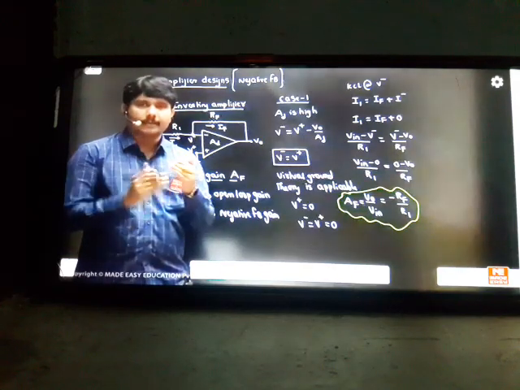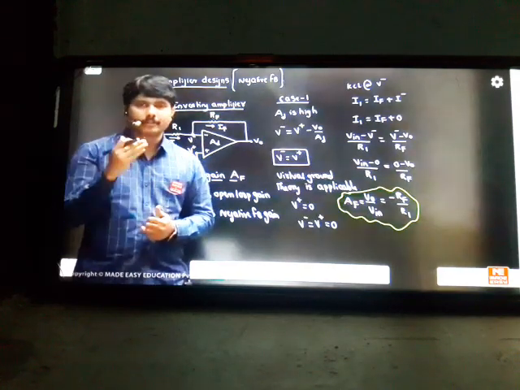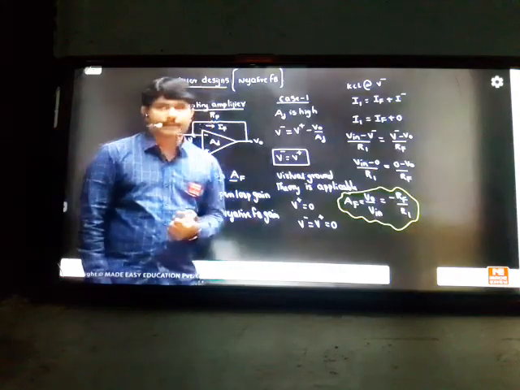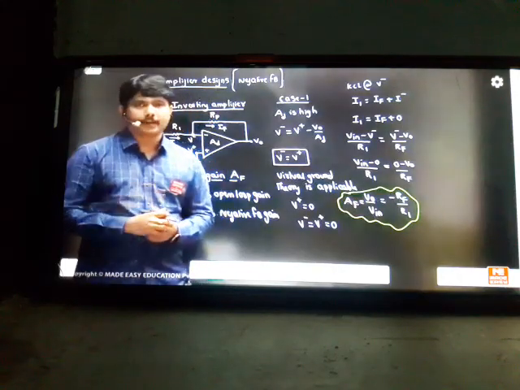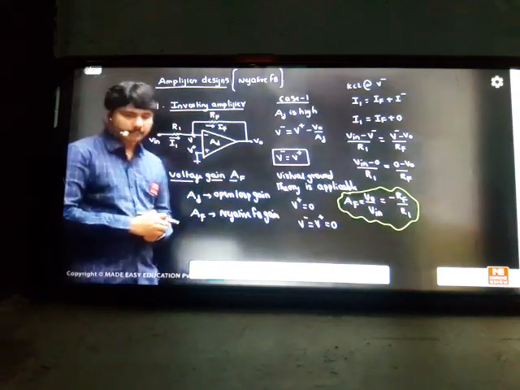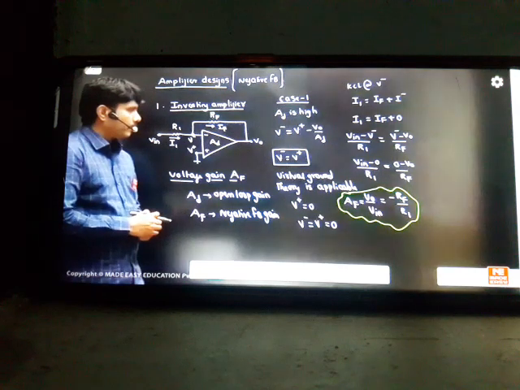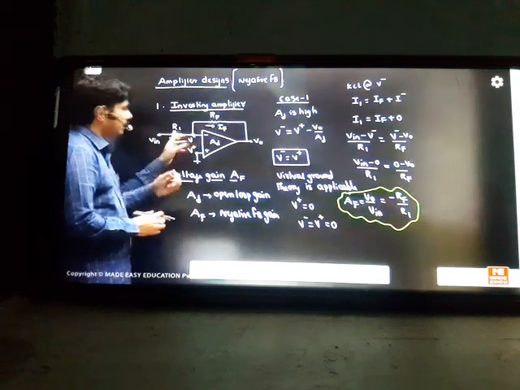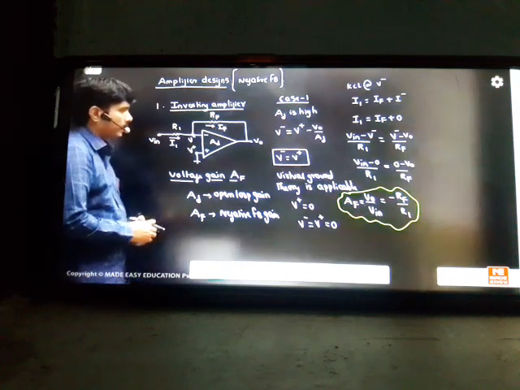If you want low gain, we'll take the ratio in such a manner that we get low gain. Suppose you want a gain of 5, you can take 5k over 1k, and it will be 5. Like that we can adjust the resistors and make the gain as much as you want. So this is the story. Gain depends on two resistors, RF and R1. One is a feedback resistor, one is a series resistor. So AF is equal to minus RF by R1.